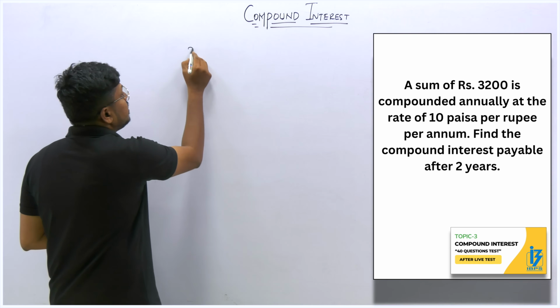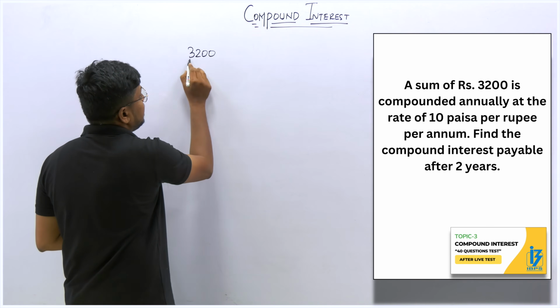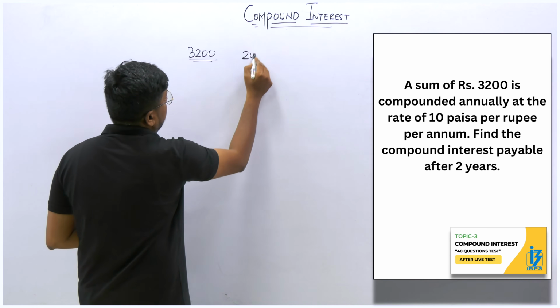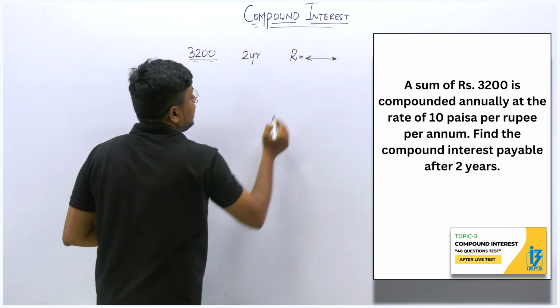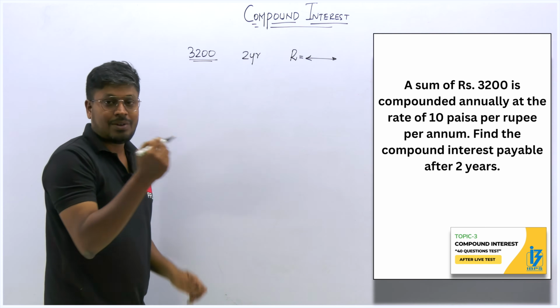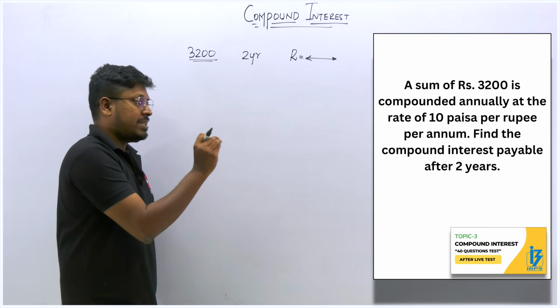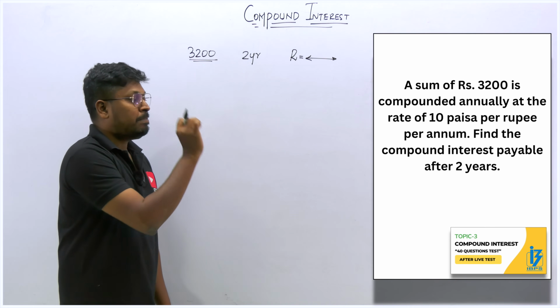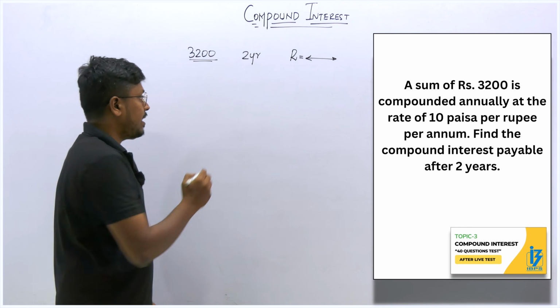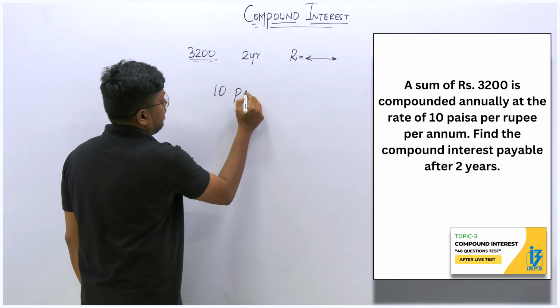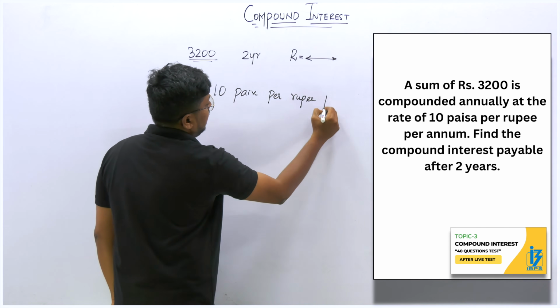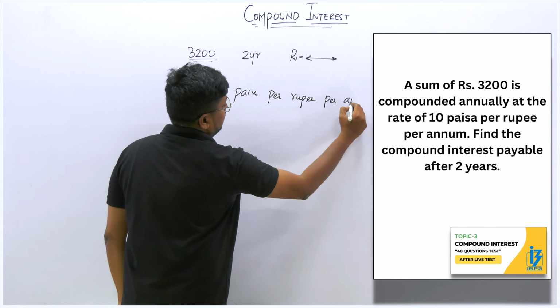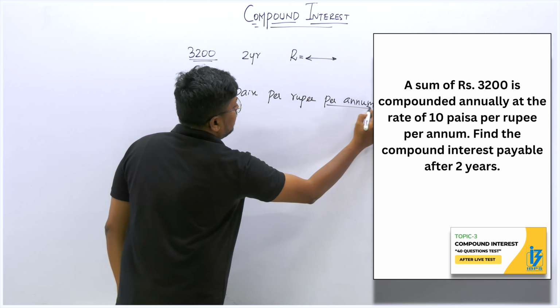3,200 is the total amount he has invested, for 2 years. But the rate of interest alone they have given in a different way, right? We have to think and find what the rate of interest is here. So just see the question: the rate of 10 paisa per rupee per annum, right? So this is per annum, that is for 1 year.